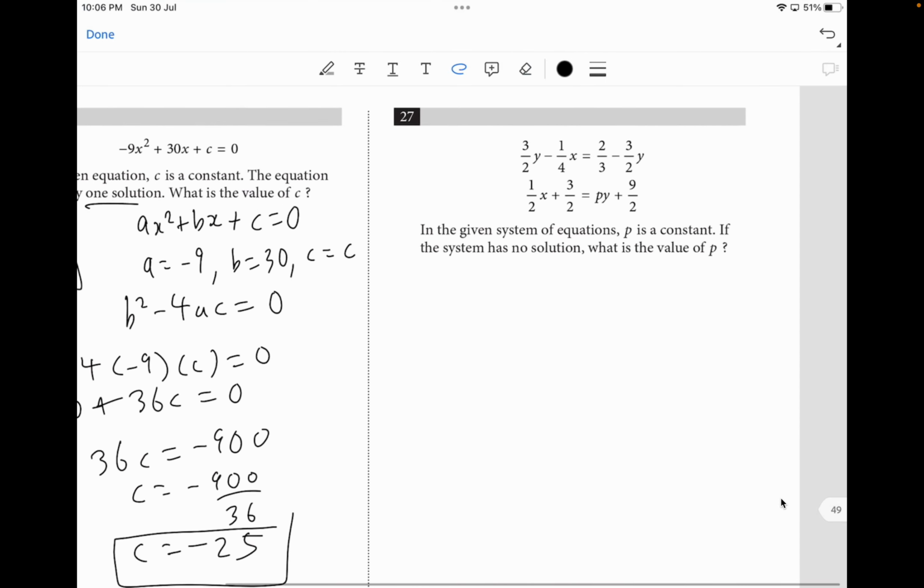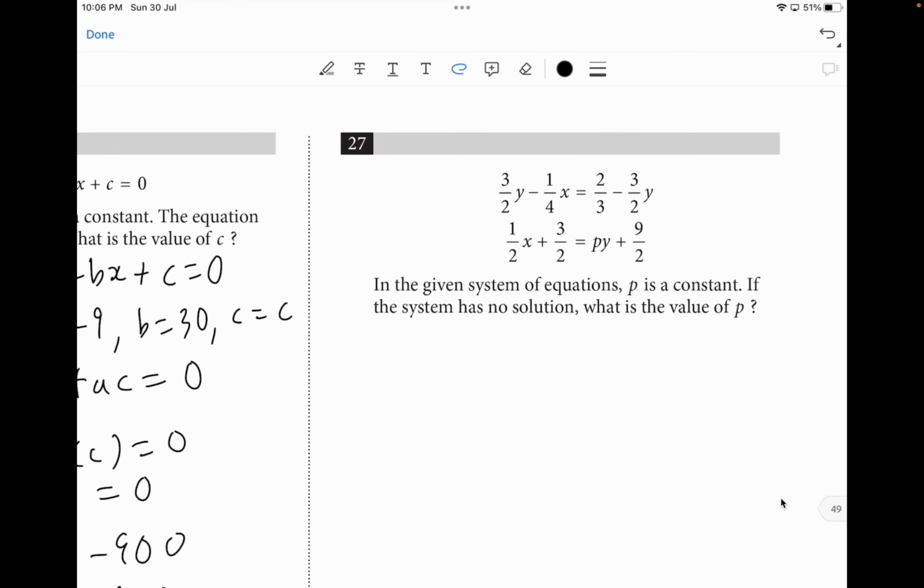Now we're in the final part, question number 26 of module 2. In the given system of equations, P is a constant. If the system has no solution, what is the value of P? This is a very interesting question for the final question. Since there's a system of two linear equations in two variables, x and y, it has no solution if the lines represented by the equations in the xy plane are parallel.